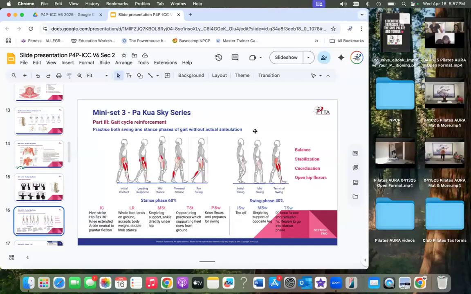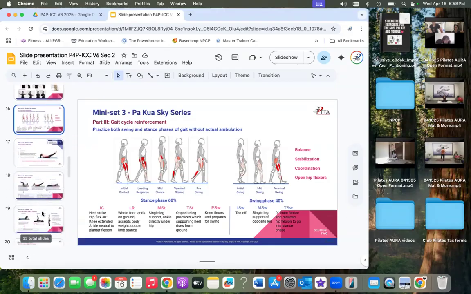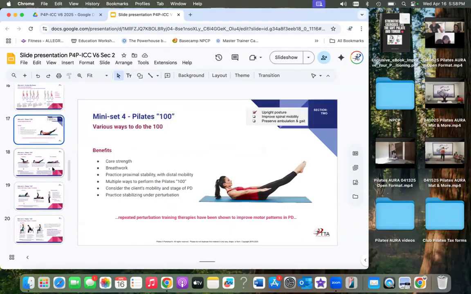And then the last part of mini set number 3 is the gait reinforcement. So this is super cool. That's the stepping pattern forward and back. And this is really important because actually they're practicing gait without actually moving. They're just stepping forward and stepping back. So they're practicing stance phase, swing phase, and they're also practicing balance, coordination, and they're getting their hip flexors to open. All right.